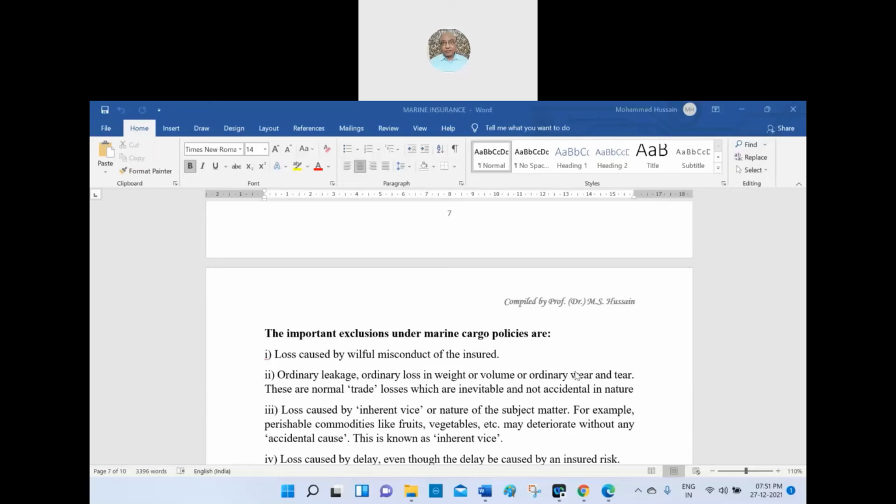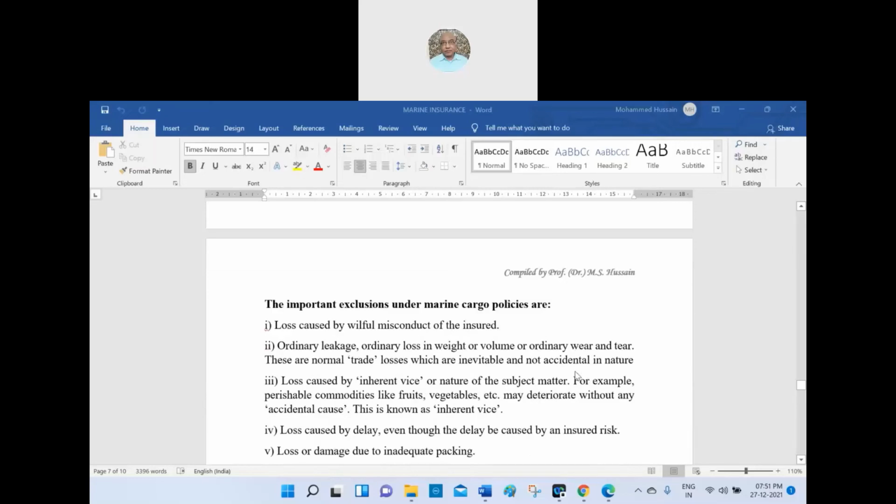So that is the way here also, exclusions of marine cargo policies also there. Loss caused by willful misconduct of the insured. If the misconduct is there, that will be excluded. And ordinary leakage or ordinary loss in weight or volume, ordinary wear and tear would be there. These are normal trade losses which are inevitable and not accidental in nature.